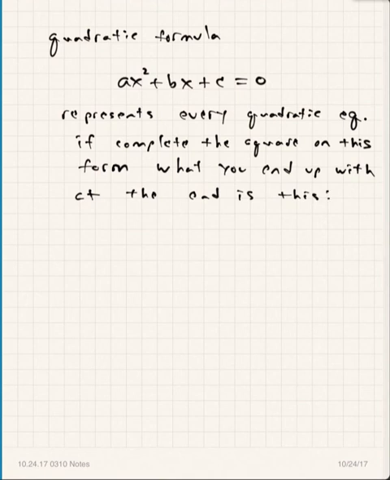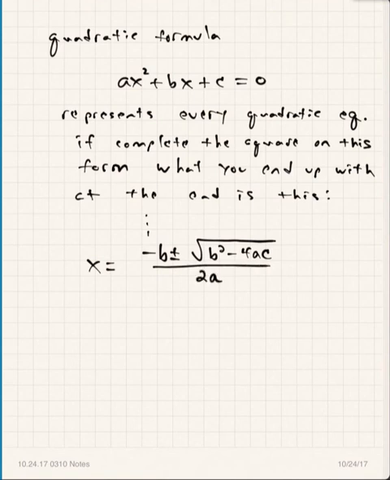You end up with, I'm going to put dot, dot, dot, because there's lots of steps in there. You end up with x equals, and you end up with this very complicated expression: negative b plus or minus the square root of b squared minus 4ac, all divided by 2a. And this expression right here is called the quadratic formula.